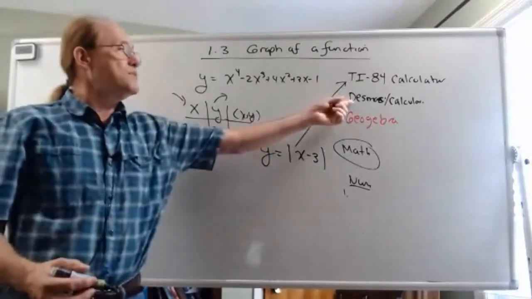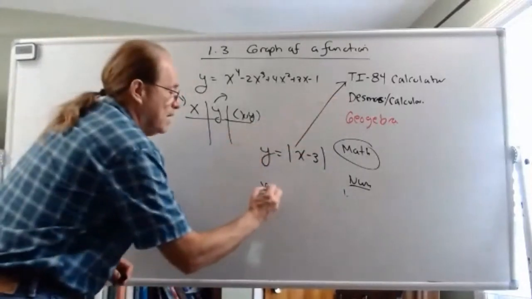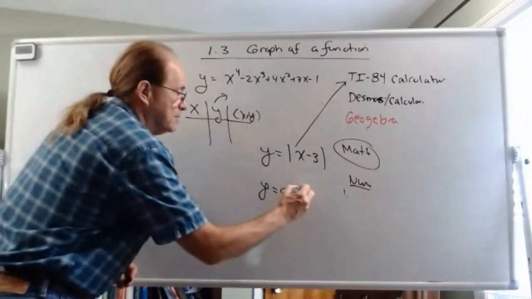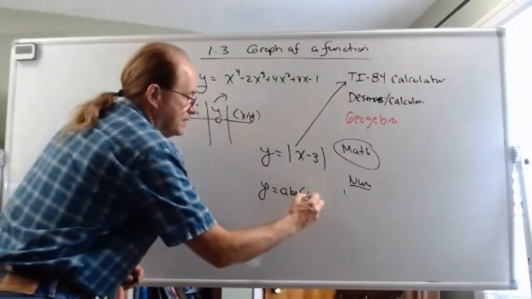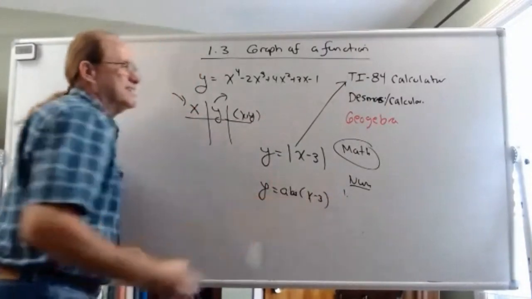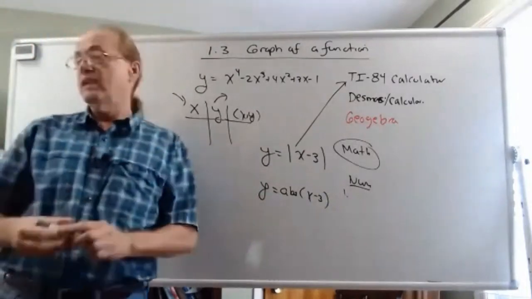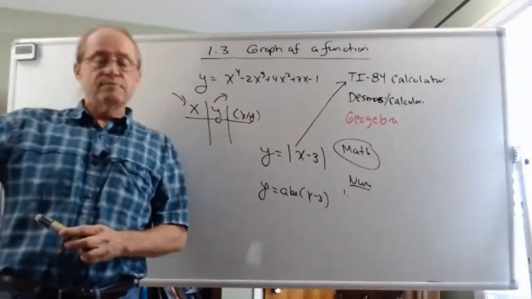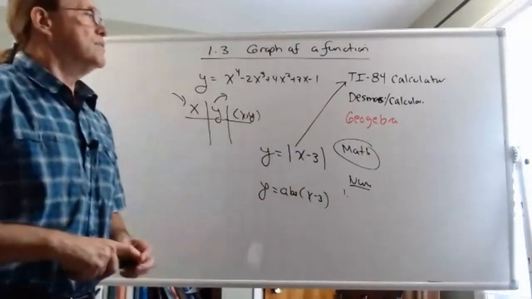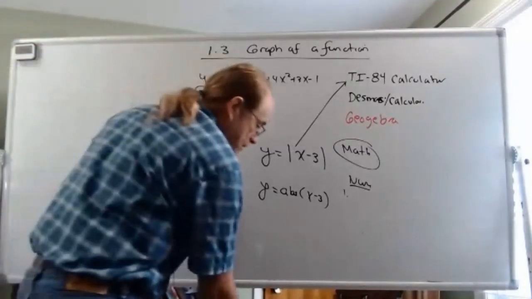Now, if you're using Desmos, you can just type in y is absolute value and put in parentheses x minus 3, and it will come up. There's not a lot of searching you have to do, and you can see the function menu option is there as well. Okay, so that's all I wanted to do.